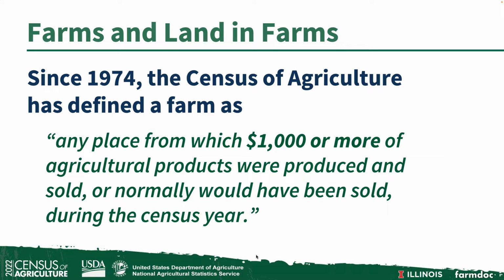Another thing we need to talk about is the definition of a farm. It's just $1,000, and that's been that way for 50 years. So a lot of places that are not a commercial farm, not enough income to raise a family, what some people might call a hobby farm or a lifestyle farm, they are counted in the Census of Agriculture, $1,000 of production.